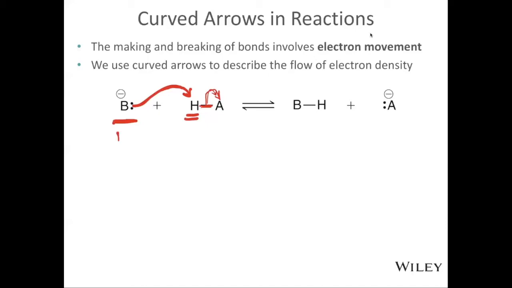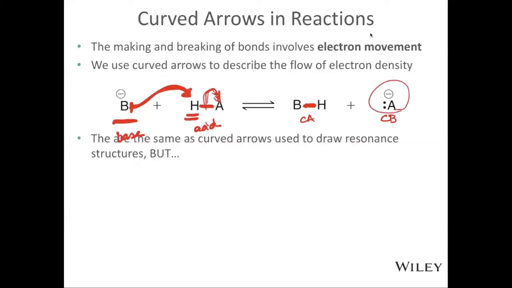Here is our base, here is our acid, and then over here we have our conjugate acid and our conjugate base. We look at electron movement. We see these two electrons here form a new sigma bond with the H, and that's shown right here. And then these two electrons hop up onto the atom A and become negatively charged.